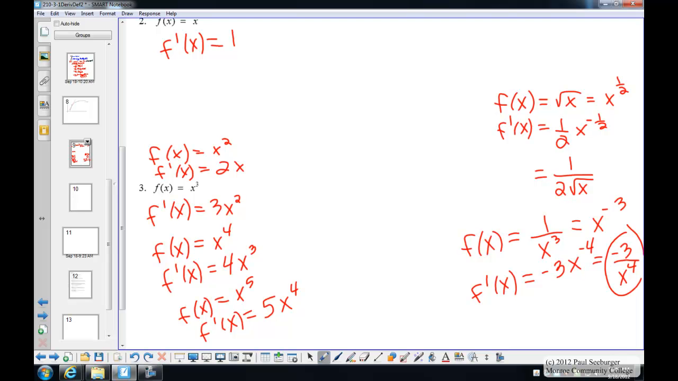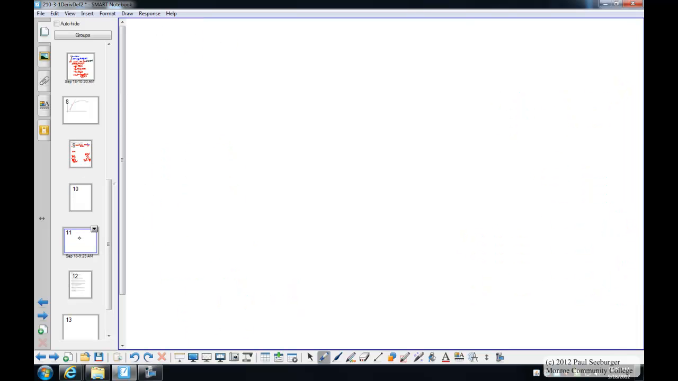Let's summarize this. This is really, I guess, another sheet, but put it right here. So if we've got the function f of x equals x to the n power. It's called the power rule. What is the derivative of that? Okay, we bring the exponent down. We multiply by x to the n minus 1. We reduce that exponent by 1. This is called the power rule.